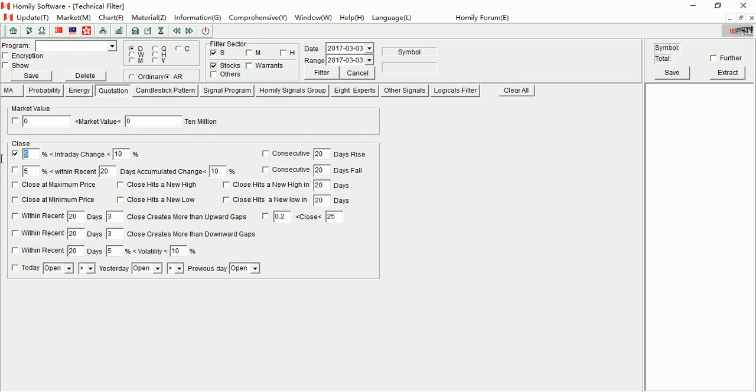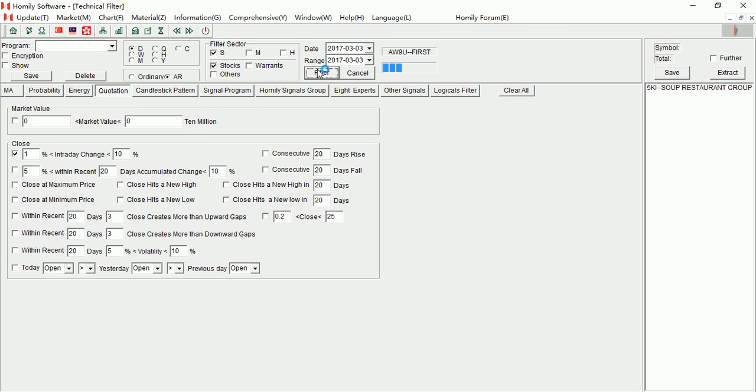So maybe we change it to 1 to 10, or 20, it's up to you. Then 1 to 20, right? Then when finished, just click filter. Then we see which one is better. It means the price is up today.